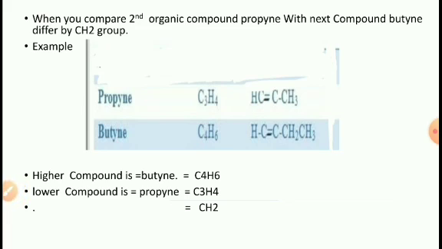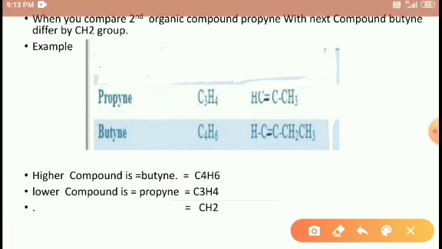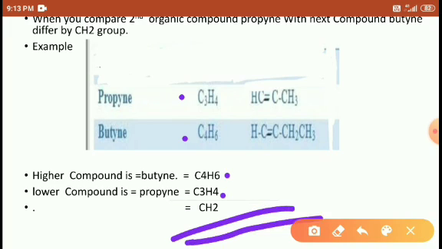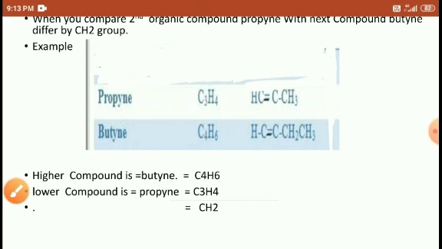Next, the second organic compound propyne compared with butyne. They differ by a CH2 group. Propyne C3H4, butyne C4H6. So subtract C3H4 from C4H6. The difference is a CH2 group. Right students? So in all the homologous series of alkane, alkene, alkyne, the CH2 group is the difference.